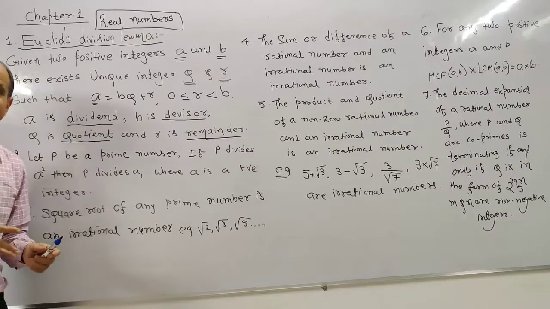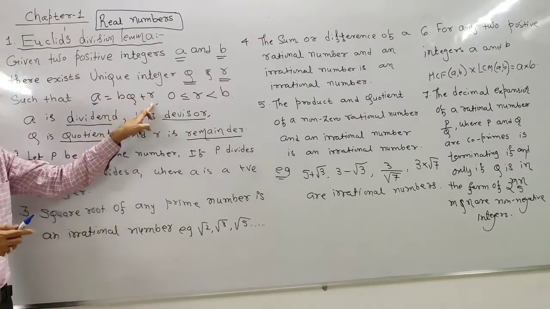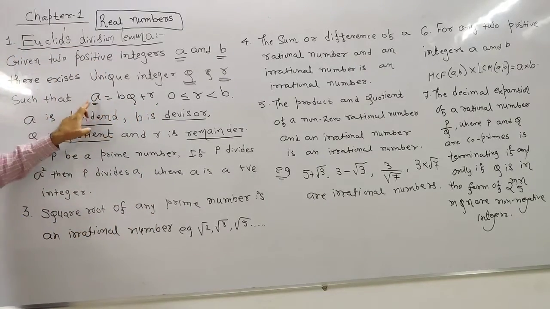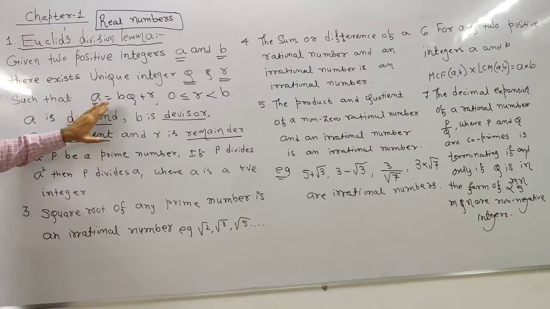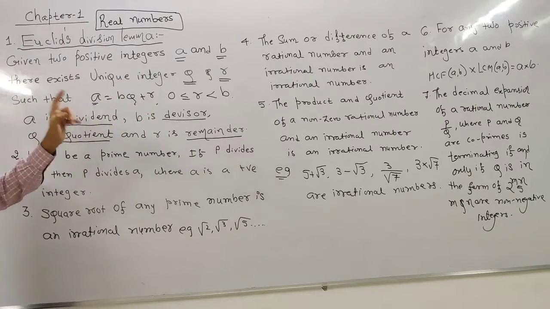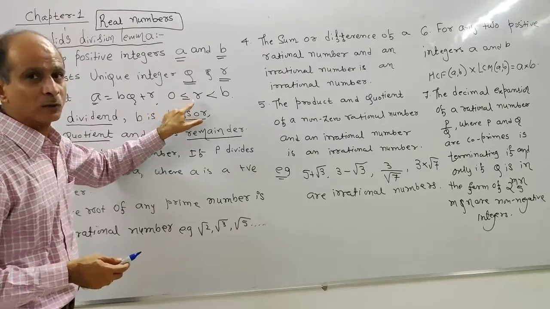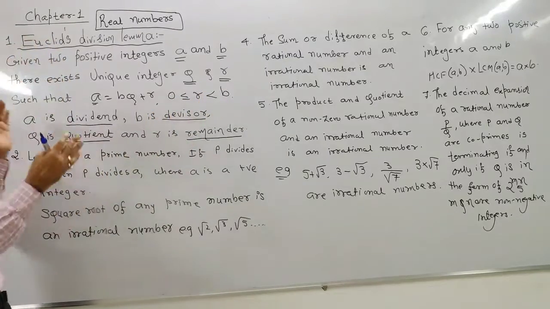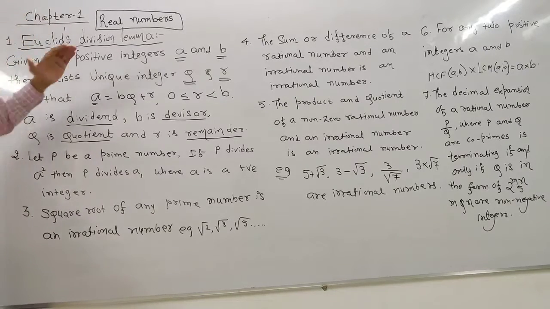You have studied this thing in the 2nd chapter also. That is known as division algorithm. A is equal to BQ plus R, means dividend is equal to divisor into quotient plus remainder. So A is equal to BQ plus R, where the value of R is 0 less than or equal to R less than B. So this is your first concept, and this concept is known as Euclid's division lemma.